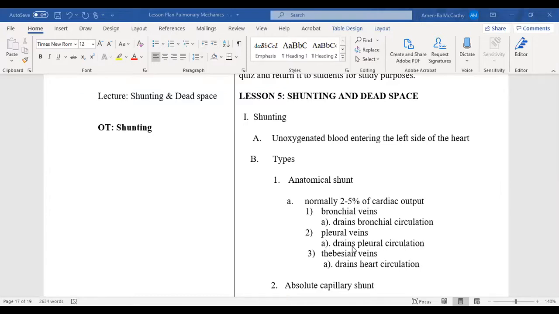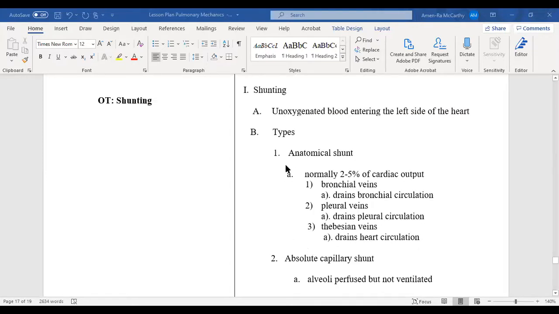So what are the types of shunt? We have an anatomical shunt. This is something that you can't help, right? It's just anatomical. Normally about 2 to 5% of the cardiac output is an anatomical shunt. You just can't help it, right? Nothing you can do about this. And the reason why is because you have bronchial veins that drain bronchial circulation. And you know, veins are deoxygenated, and we have some bronchial veins that drain into the circulation, okay?